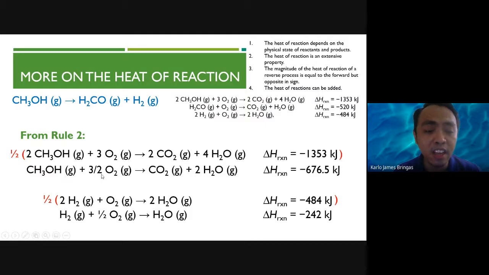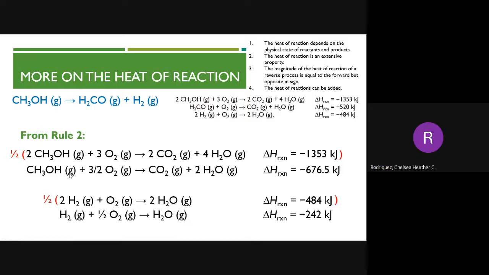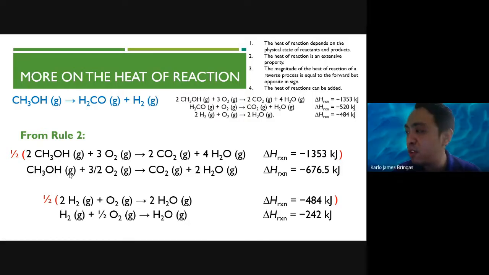But in any case, pwede naman baliktad. You can just write 3 halves O2 plus CH3OH. So pwede naman natin gawin iyon. Okay po, sir. Thank you po. Okay, thank you, Chelsea. Other questions?